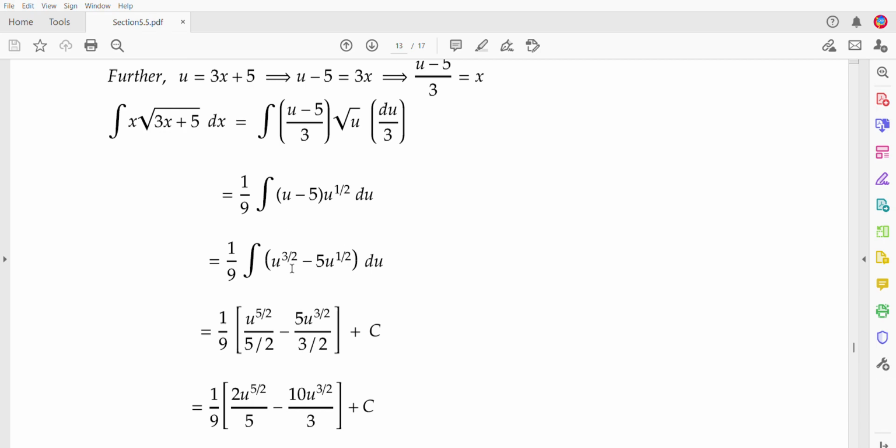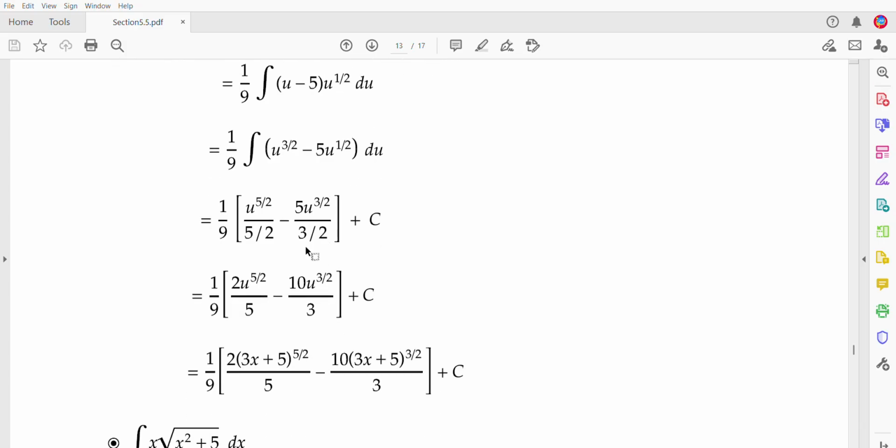Antiderivative: increase the power by 1, divide by the new power. Division by a fraction is multiplication by the reciprocal. So notice again 5 and 2, 10. Essentially the same problem, small change. 1 over 9, 2, do not forget to resubstitute. 2 times 3x plus 5 to the power 5 halves over 5, minus 10 times 3x plus 5 to the power 3 halves over 3, and this is an indefinite integral. Do not forget to add c.